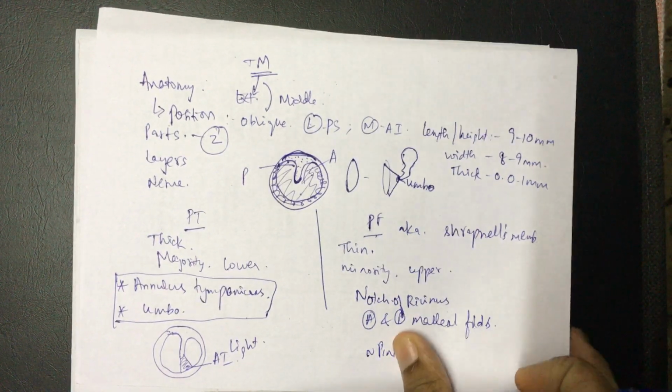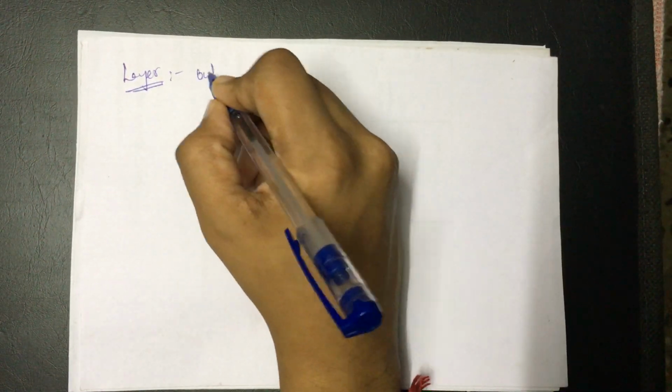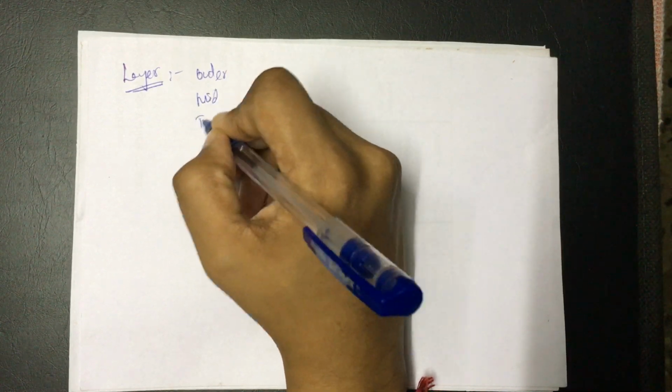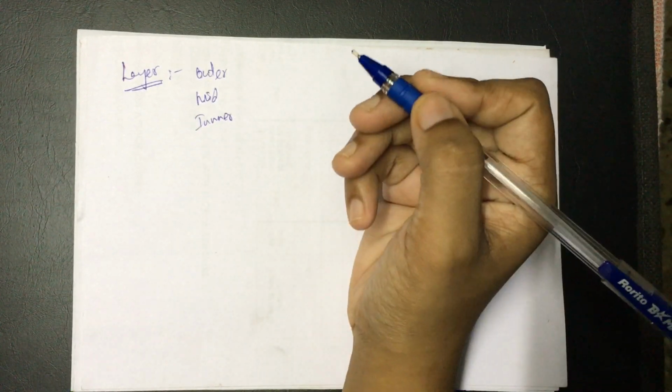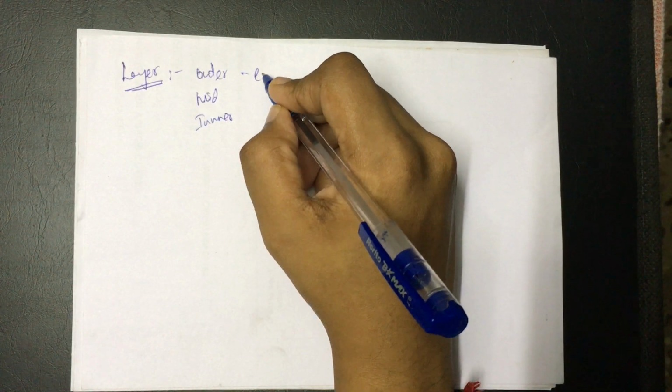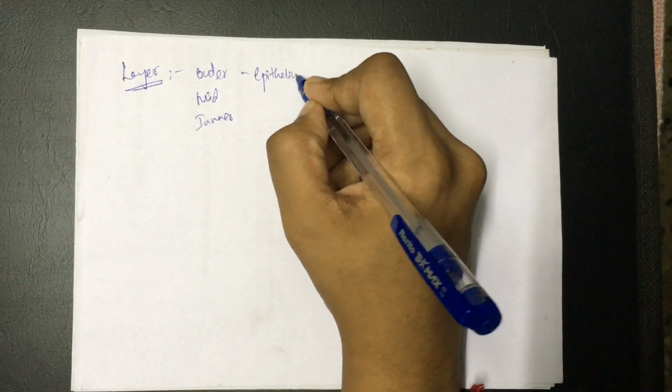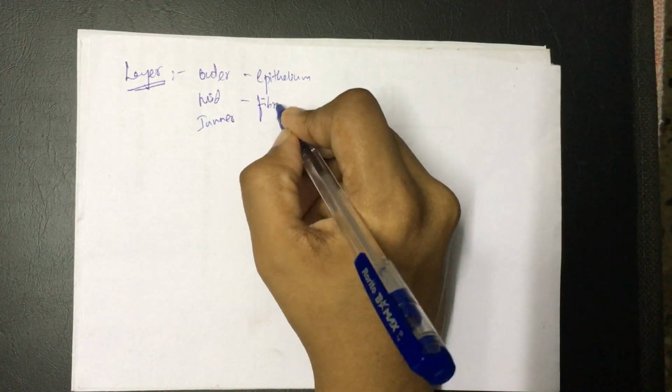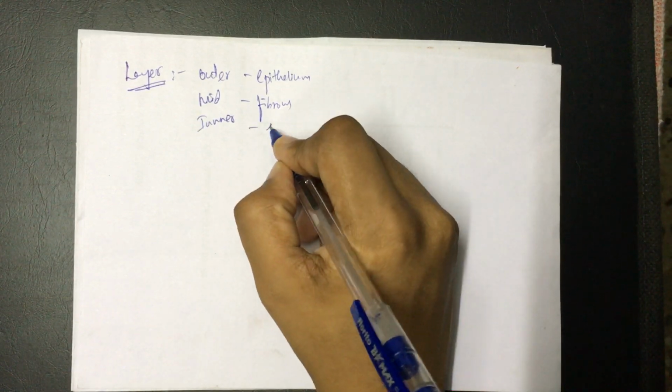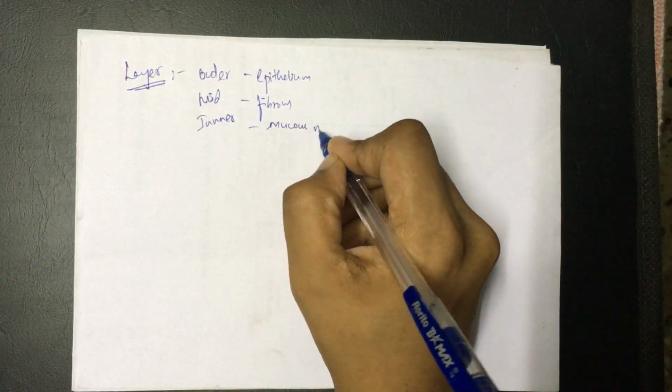Okay, so let's see the layers of the tympanic membrane. The layers of the tympanic membrane include 3 layers: the outer one, the middle, and the inner one. The outer layer is called the epithelium. The middle one is the fibrous layer. The inner one is nothing but the mucous membrane.